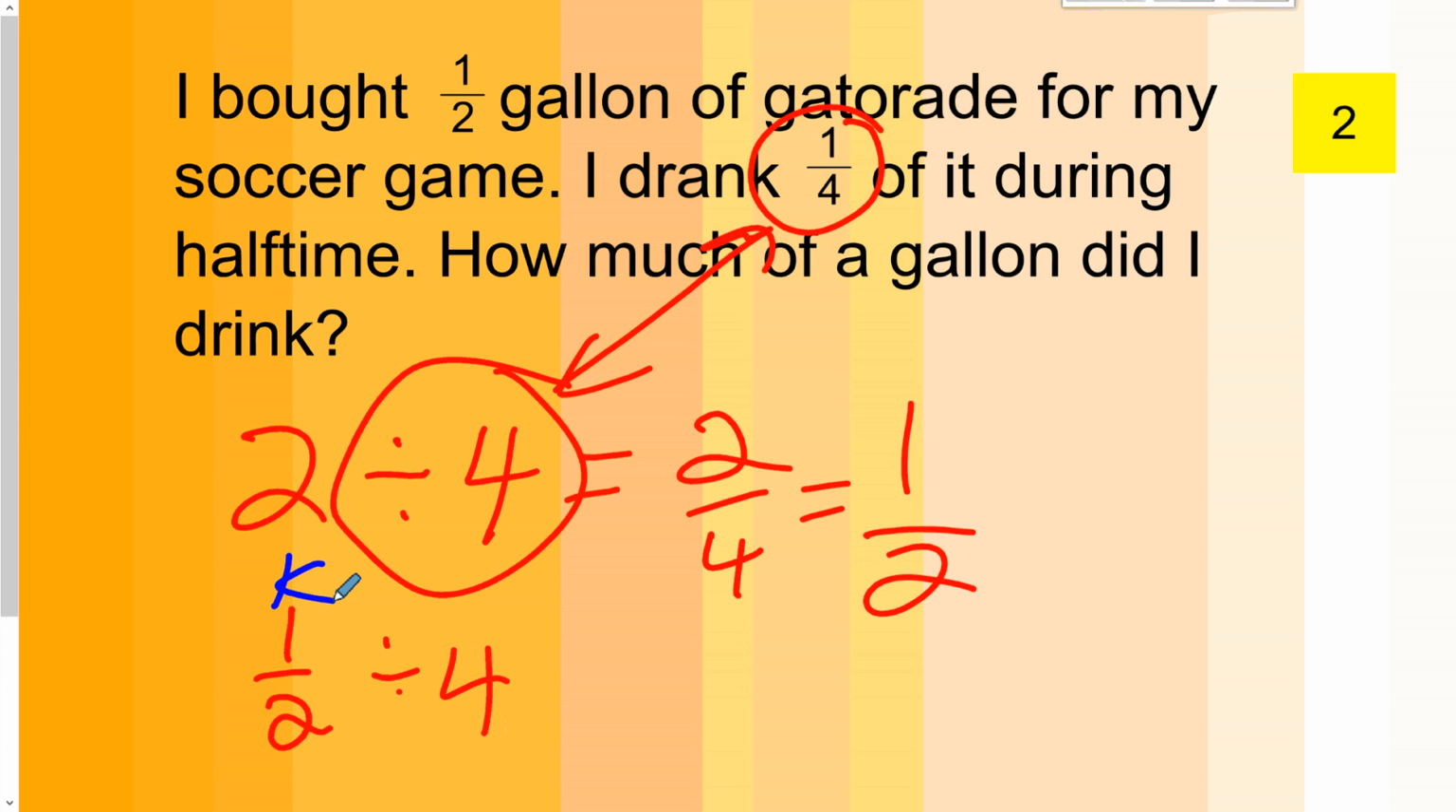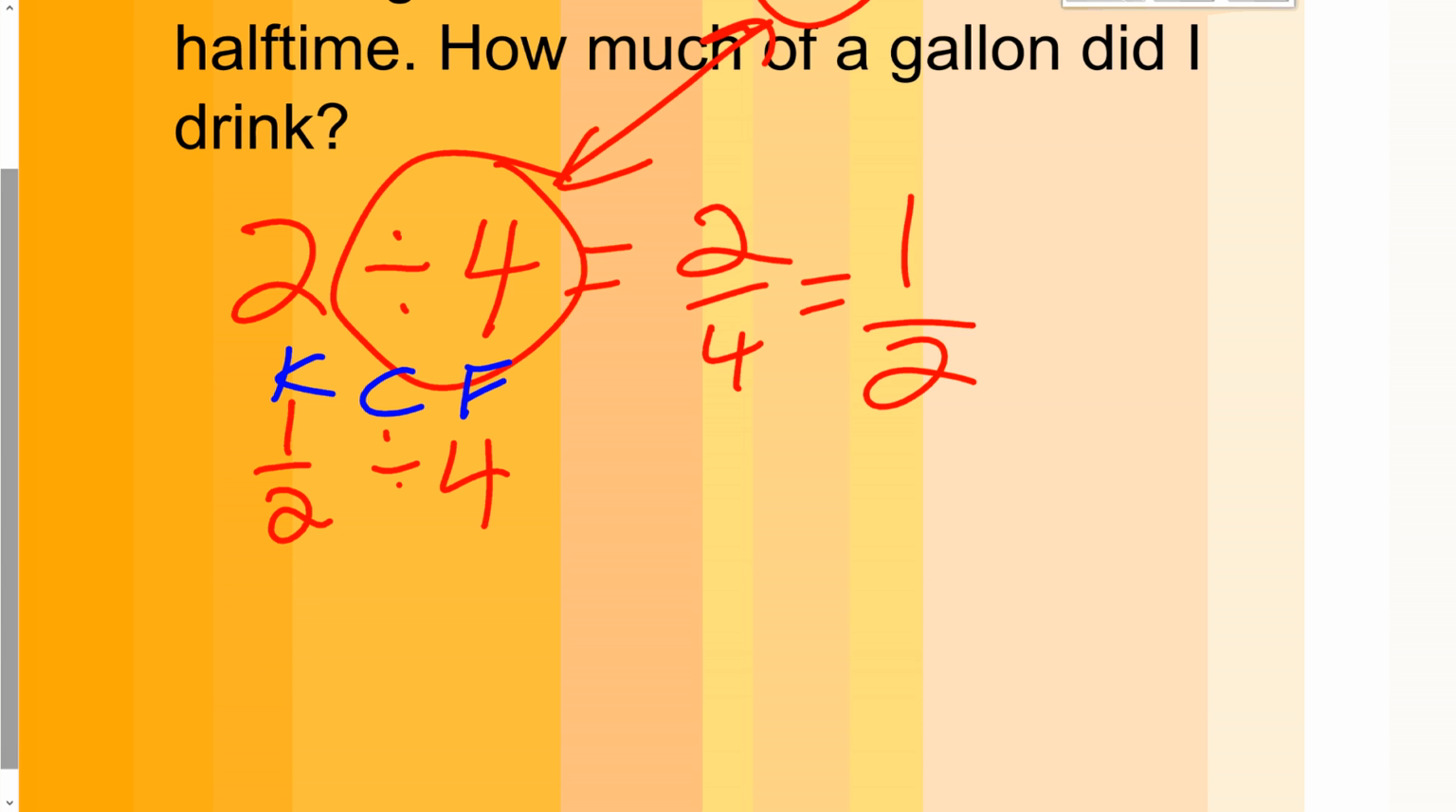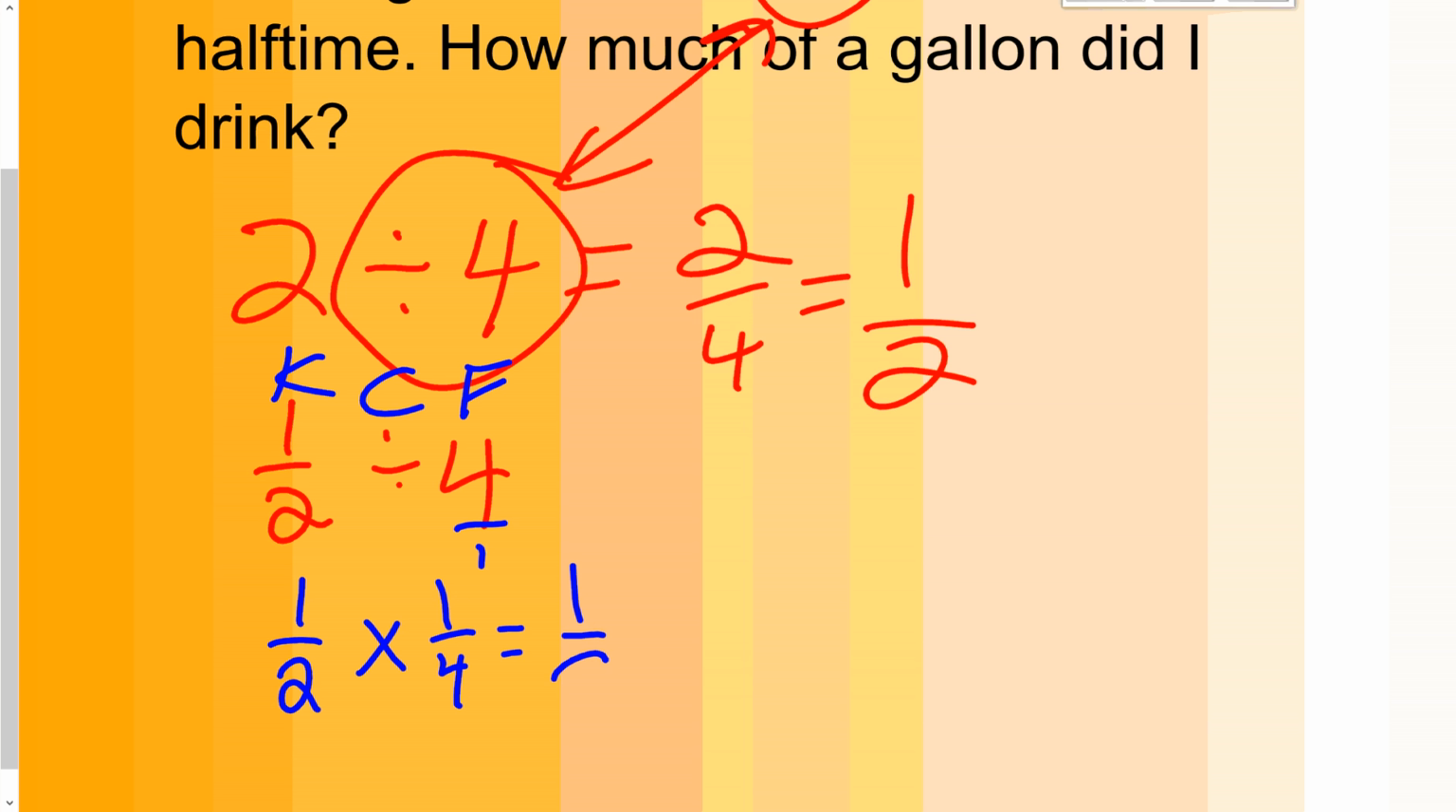I'm going to keep, change, and flip. So I'm going to keep 1/2. I'm going to switch it to multiplication, and then I flip my 4/1 to 1/4. So I drank 1/8 of a gallon. That's one strategy for solving it.